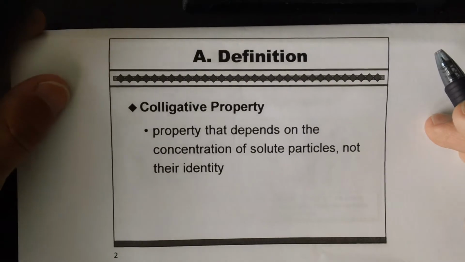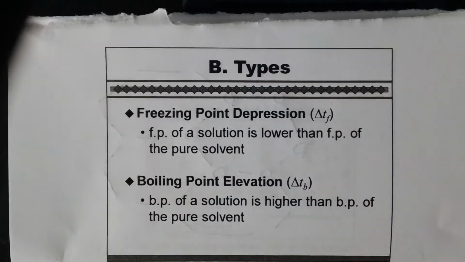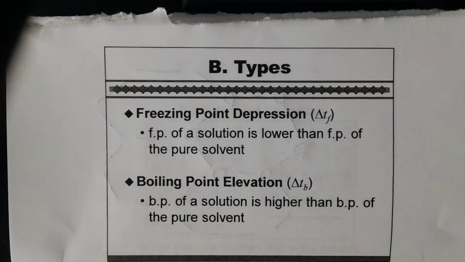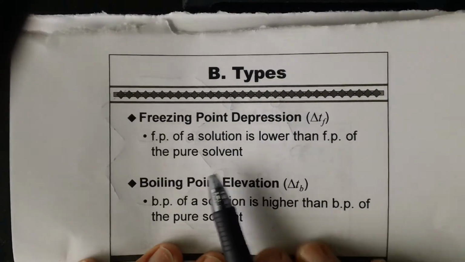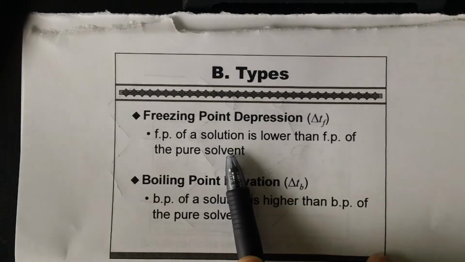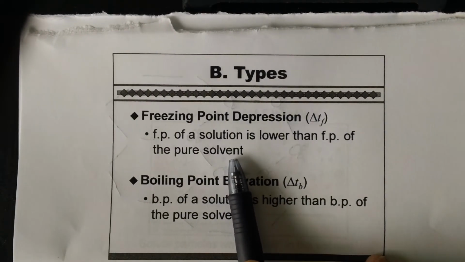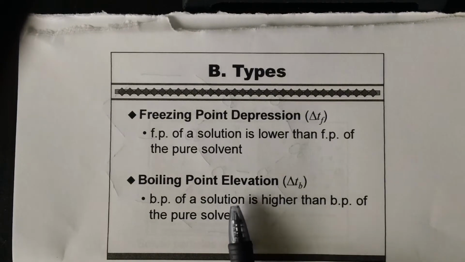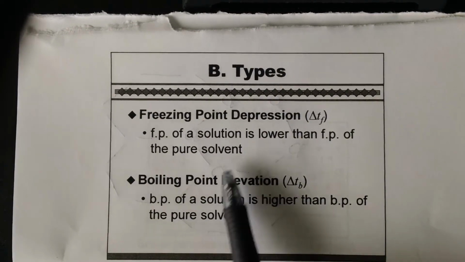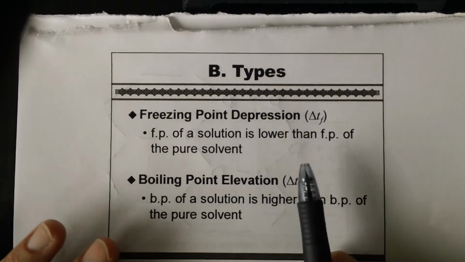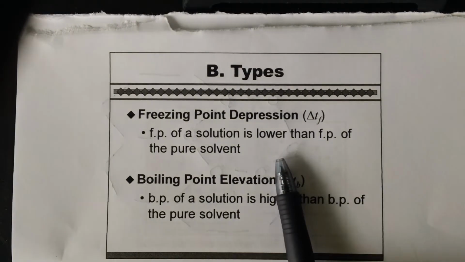There are several colligative properties. We're going to talk about 2 of them here: freezing point depression and boiling point elevation. What this says is if you add something to a solvent, you cause the freezing point of that solvent to decrease. If you add something to the solvent, you cause the boiling point to increase. It doesn't matter what it is, it's how much of it is dissolved.